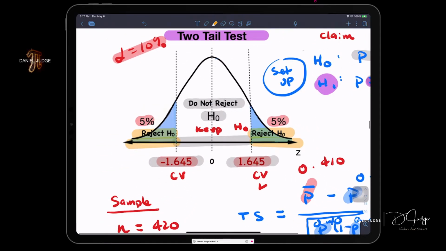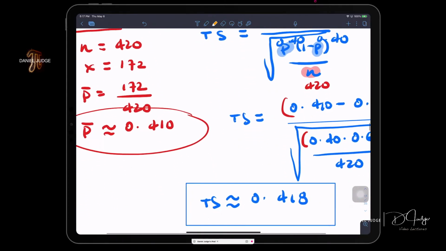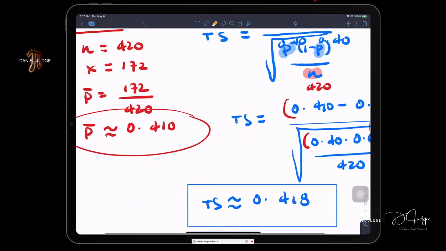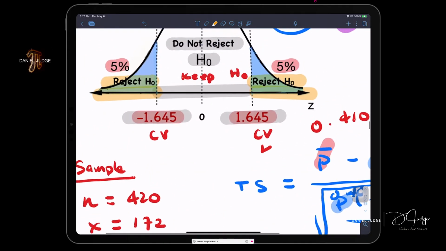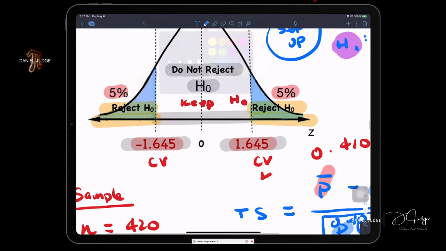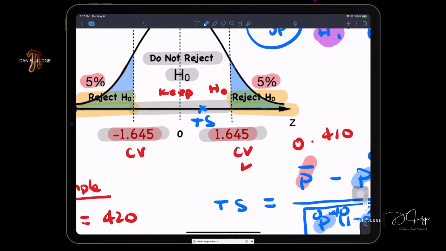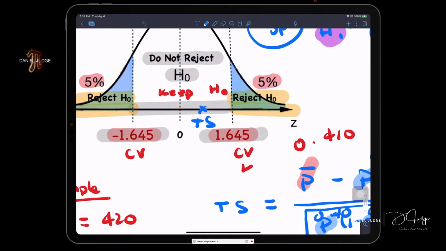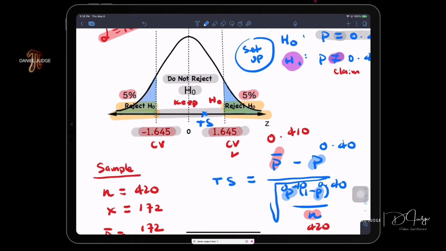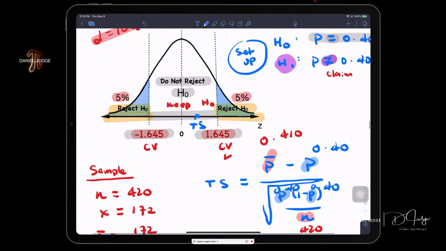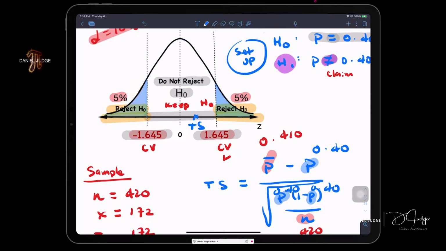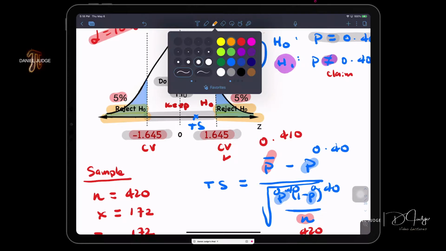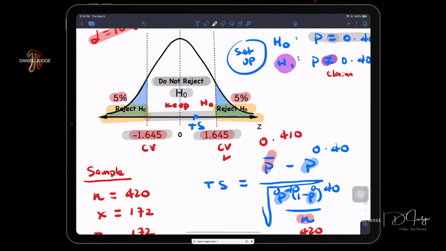So you have to know about your real number line, meaning 0.418 is positive. It's to the right of 0. But 0.418 is not quite past 1.645. So that's where this positive 0.418 would be, somewhere like that. And so it's in the do not reject the null region. So you keep the null. So don't reject the null based on that test statistic.